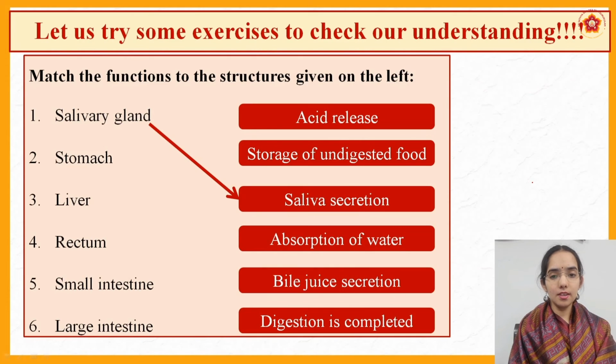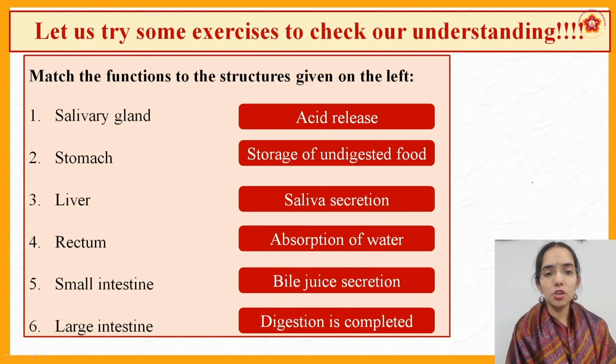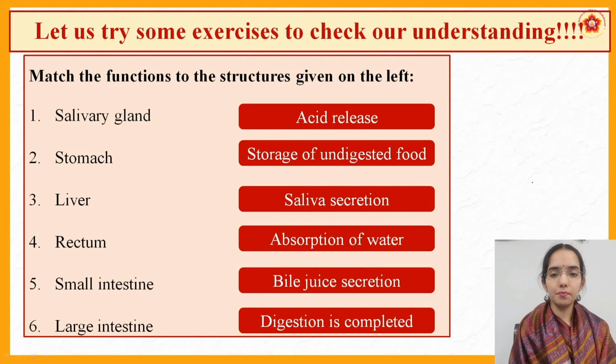Okay, this is another exercise. Match the function to the structure on the left. So the first structure is the salivary gland. What is the function of this structure? So yes, salivary glands, they help in saliva secretion. Then what is the function of stomach? Try to find out from these options on the right.